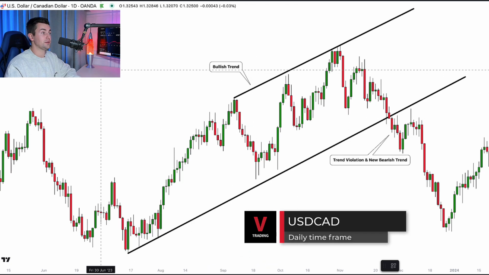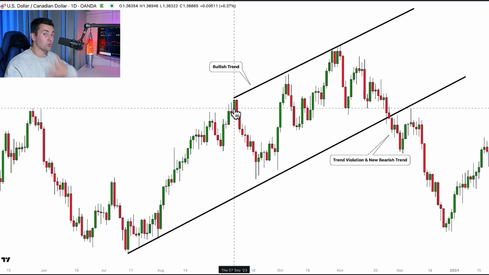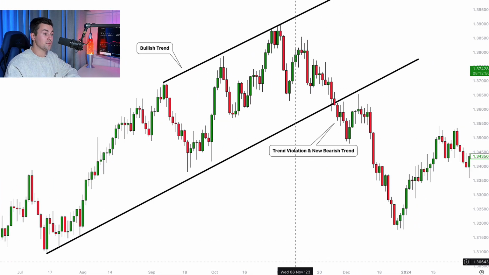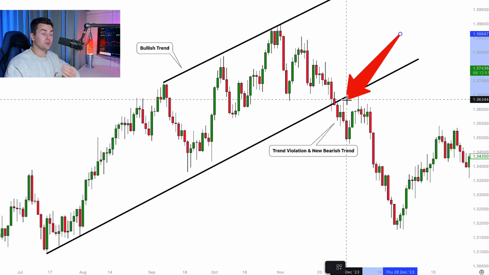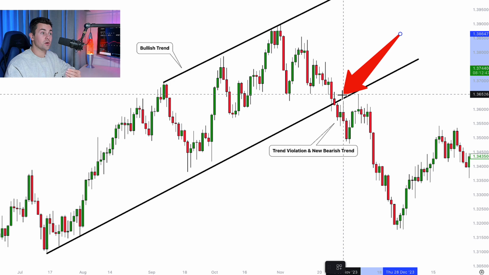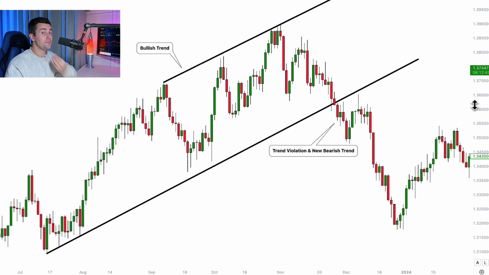We can see that here the market was growing rapidly. The market was growing within a rising parallel channel, and within this rising parallel channel we got a clear, strong bullish trend. Then we got the violation of the support of the channel, and with the violation of that, not only we confirmed the violation of this bullish trend, but we also confirmed the start of a new bearish trend.